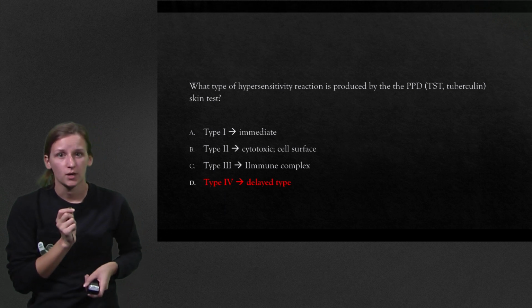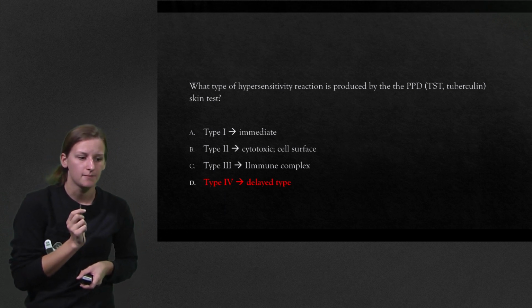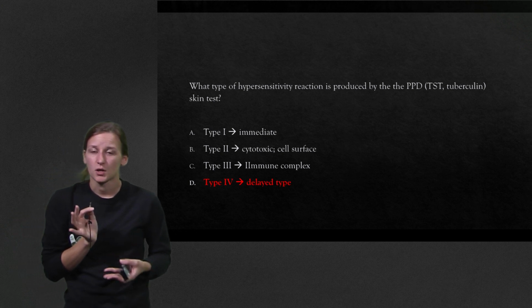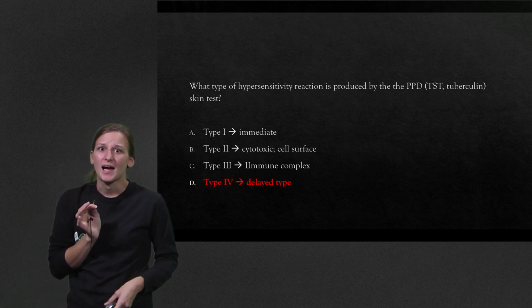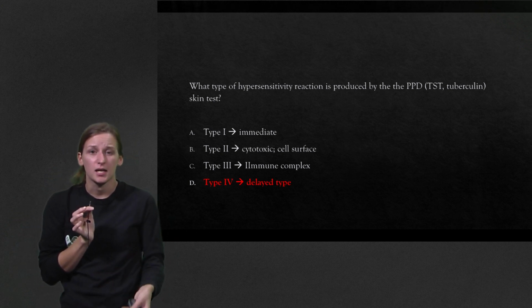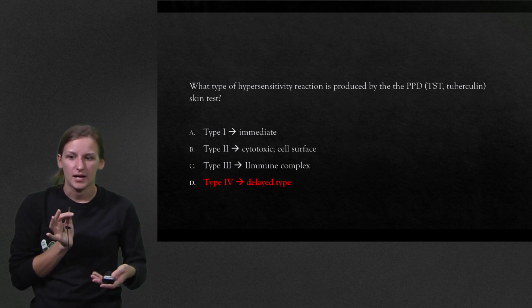So this one's a type 4. Looking at the tuberculin test, this is delayed, because if you recall, when you get that PPD test, you have to come back 48 to 72 hours later, so it's not immediate. And then I've matched the others appropriately.